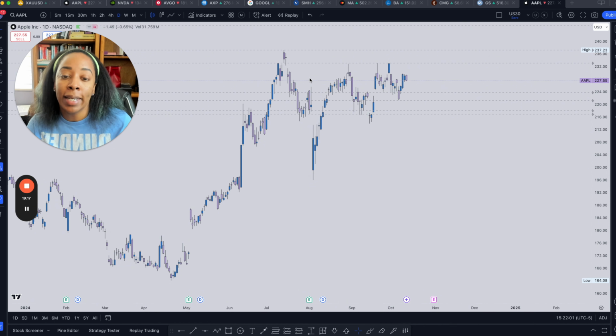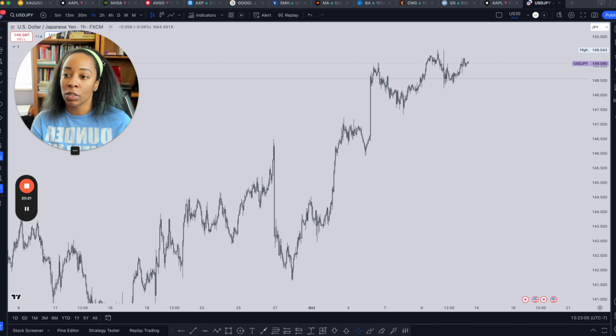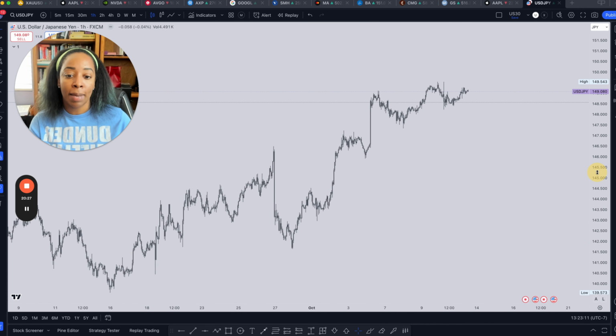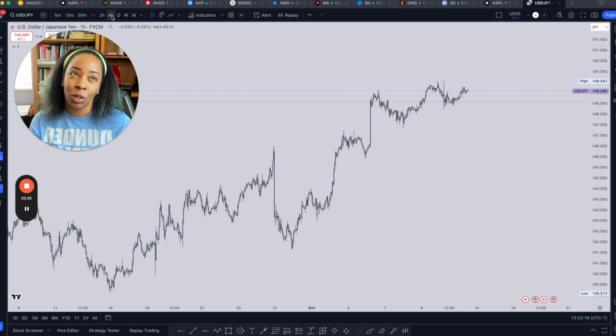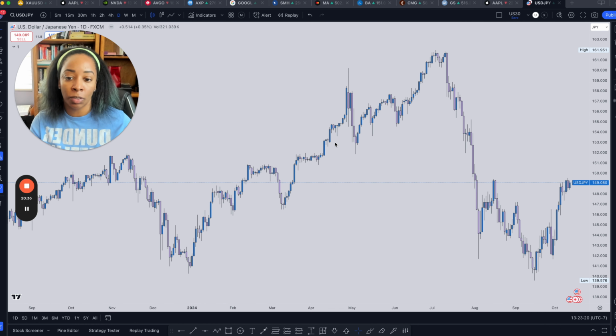So when we think about it, if we think about the daily time frame, not necessarily on Apple, because the stock market is only open 6.5 hours. Let's just say, for instance, if we were looking at another market that is essentially open 24 hours. So this is the US dollar versus the Japanese yen. This is also known as UJ. And basically this market is essentially open 24/7. Well, 24/5. And if we go to the daily time frame, let's make this a little bit nicer.